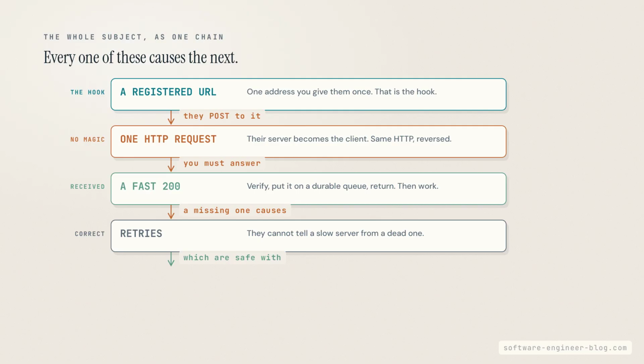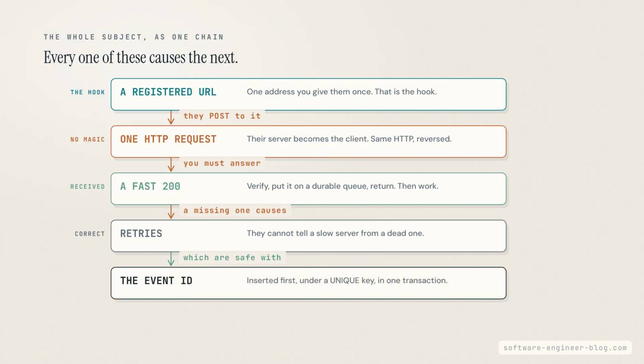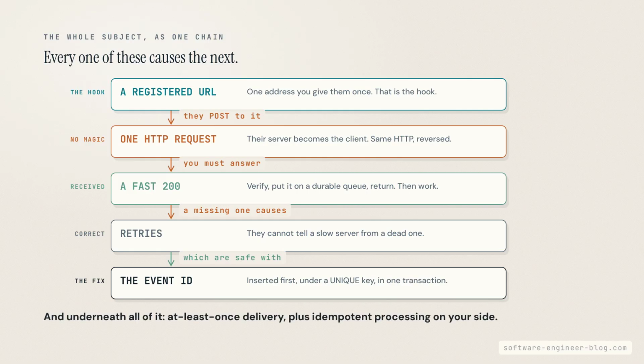A missing 200 causes retries, which are correct, because they cannot tell a slow server from a dead one. And retries are only safe if you have an event ID, inserted first under a unique key, inside the transaction that does the work. And underneath all of it, at least once delivery, plus idempotent processing on your side.